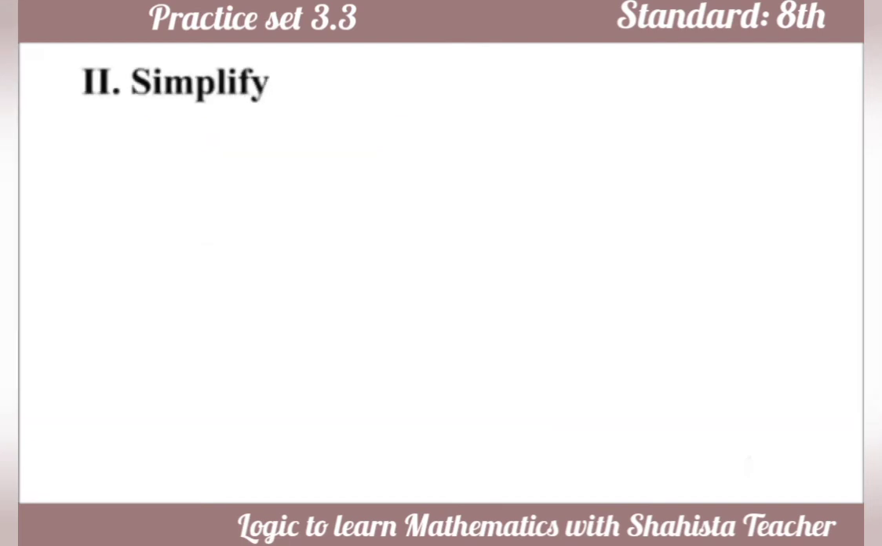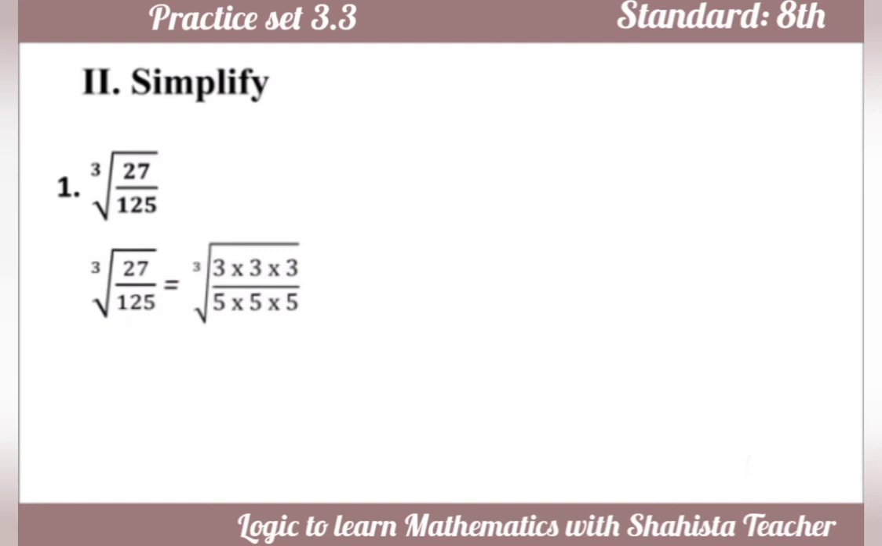Now let's solve question number 2. Here question number 2 is simplify. Let's solve. So, question 1. Cube root of 27 upon 125. Now my dear students, you know very well that cube root of 27 is 3 because 3 3s are 9 and 9 3s are 27. Similarly, cube root of 125 is 5. So 5 5s are 25 and 25 5s are 125. So here we will write cube root of 3 into 3 into 3 upon 5 into 5 into 5. So cube root of 27 upon 125 is equal to 3 upon 5.